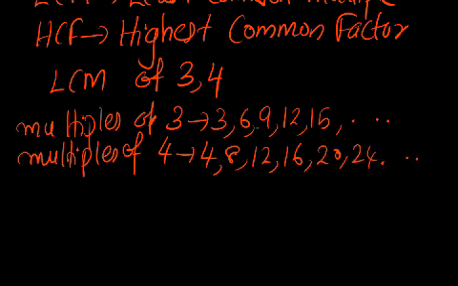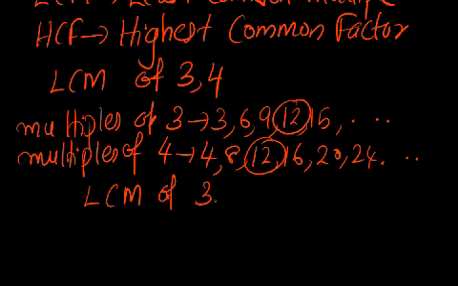So can you see any common numbers here? Yes, 12 is common. If there was more than one common multiple, you have to take the smallest one among them. So here the smallest one is 12. So the answer is 12. LCM of 3 and 4 is equal to 12.